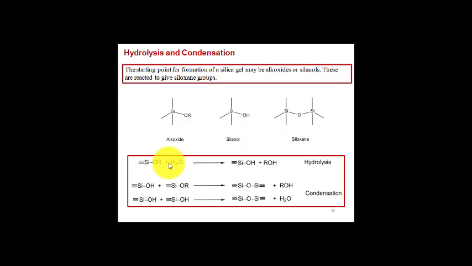In hydrolysis, we simply treat our alkoxide with water and it is converted to silanol, and after that we treat silanol with alkoxide or silanol with another silanol to do the condensation process, and we get silicon-oxygen-silicon bond formation.